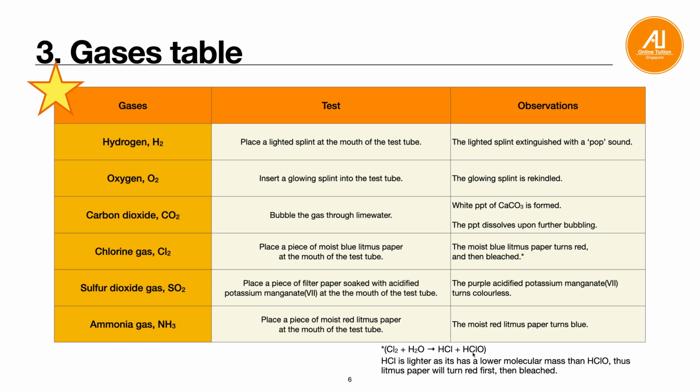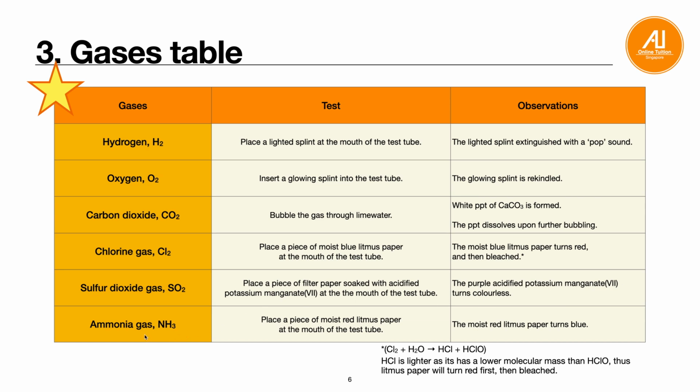Okay, next one, SO2. SO2 once in a while it might come out, not as common as the other 5 gases. So you'll use acidified potassium manganate 7 at the mouth of the test tube. It will turn from purple to colorless. Still remember this one, acidified potassium manganate 7 is your oxidizing agent. So if your oxidizing agent is being reduced, it will turn from purple to colorless. Because SO2 is a reducing agent, it will reduce potassium manganate 7 from purple to colorless.